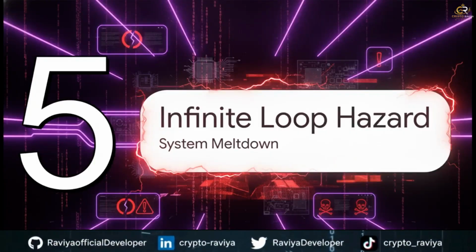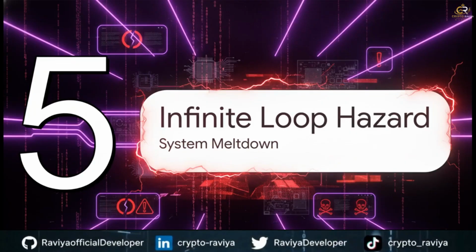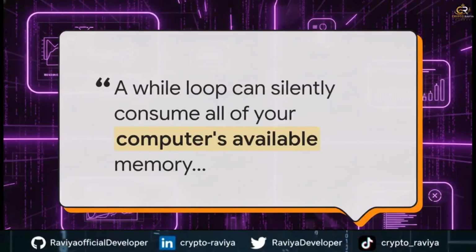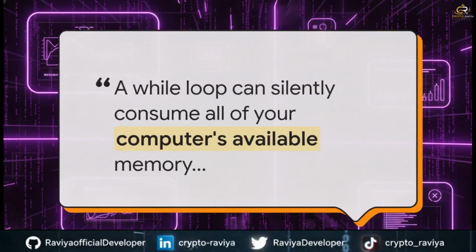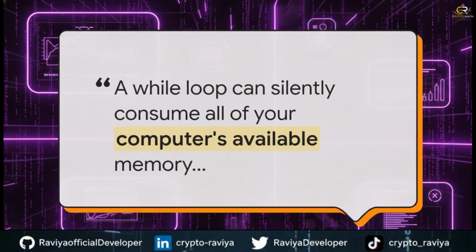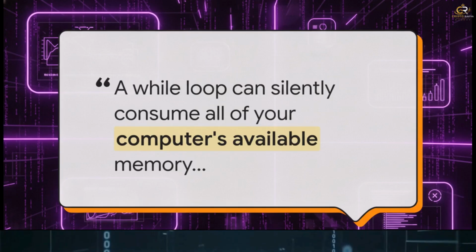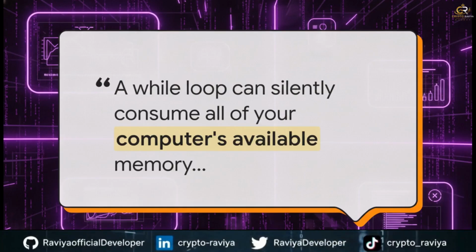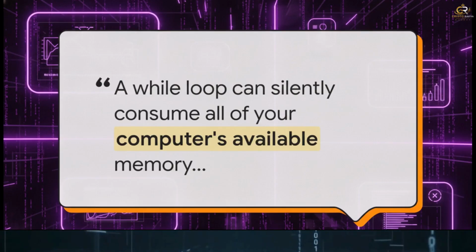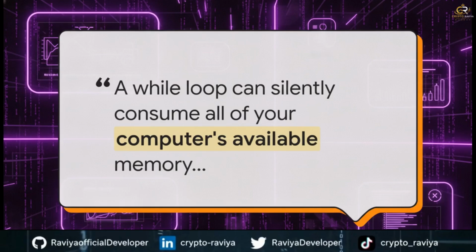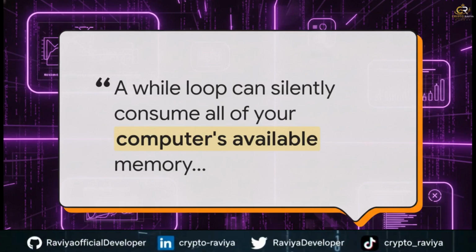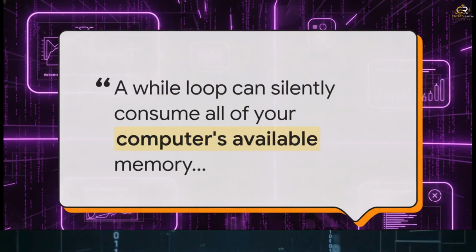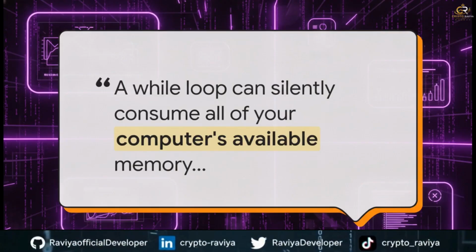Which brings us to the dark side, section 5, the infinite loop hazard, system meltdown. Look, the danger here is very real. As the dev community accurately points out, a while loop can silently consume all of your computer's available memory. If your conditional state never actually mutates to false, maybe you just forgot to update your index variable, the loop is going to indefinitely consume maximum CPU clock cycles. That is exactly how you get devastating software freezes and full-on system crashes.